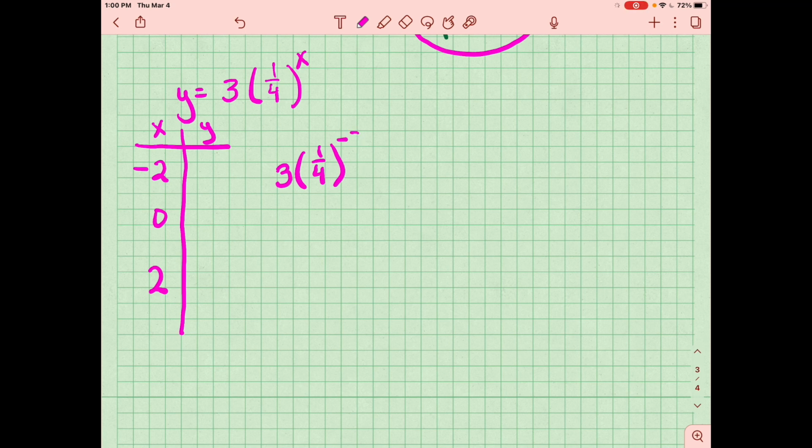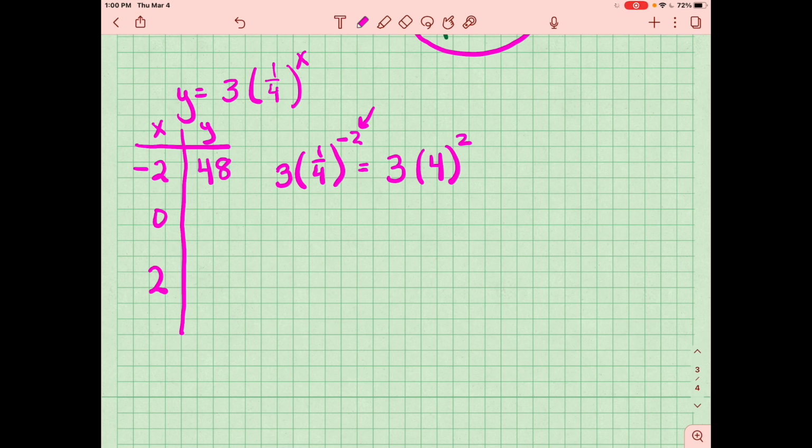So that negative exponent wants me to flip over the fraction, 4/1, keep the exponent, but it's not negative anymore. 4 squared is 16, and 16 times 3 is 48. So this is going to be 48, pretty big.